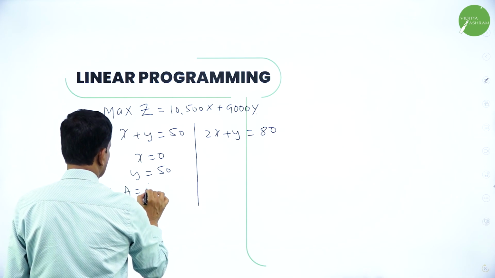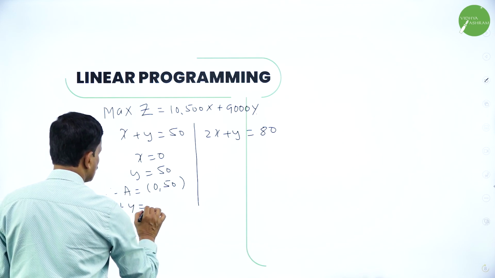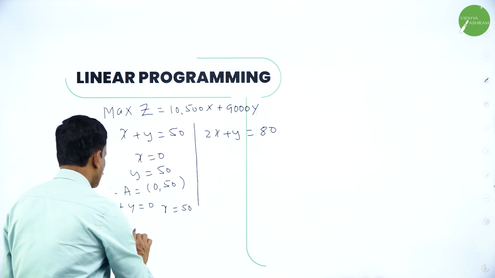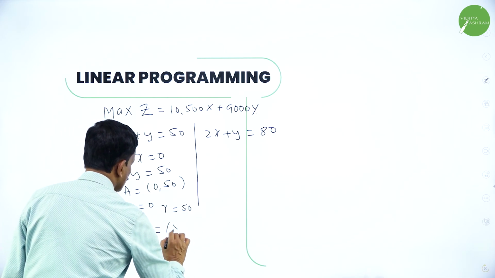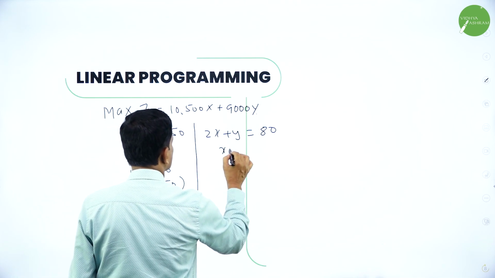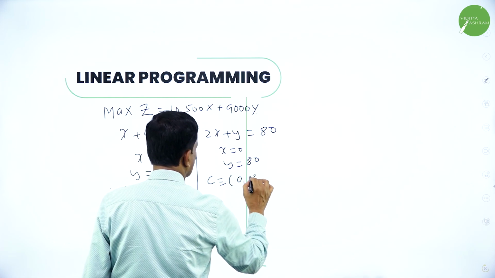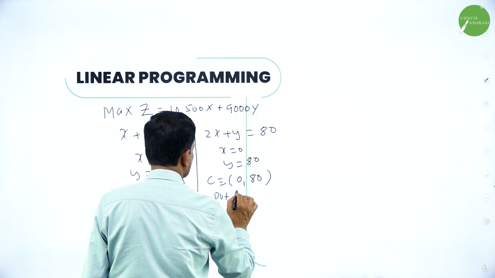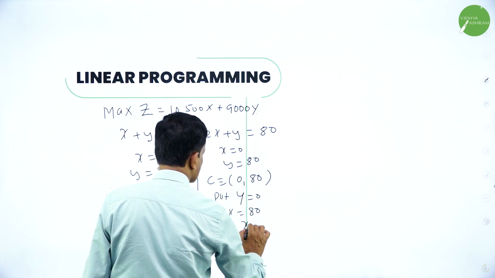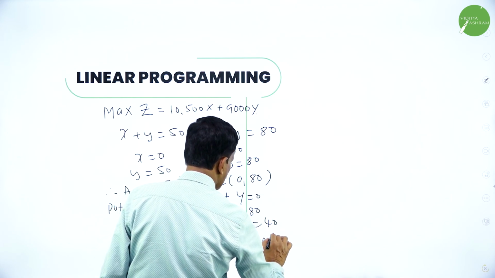So therefore the first point A is equal to (0, 50). Again similarly, put y is equal to 0, you will get x is equal to 50. So therefore the point B is equal to (50, 0). Similarly, if we put x is equal to 0, you will get y is equal to 80. The point C is equal to (0, 80), and put y is equal to 0, you will get 2x is equal to 80, x is equal to 40. The point D is equal to (40, 0).